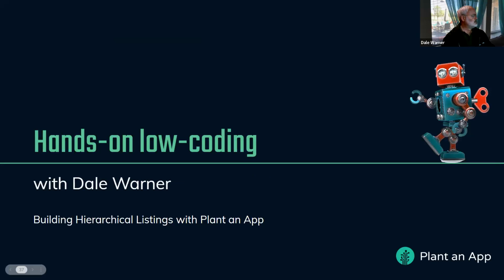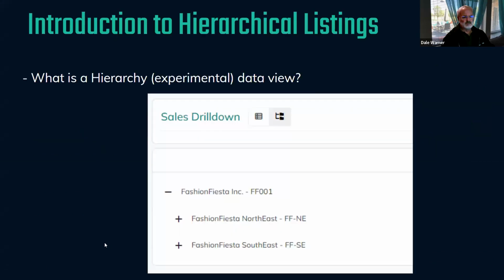So with that, we will dive right into our low coding for today. We're going to be talking about building hierarchical listings with Plant and App. So first of all, what is this hierarchical listing? This basically is a picture of it, but let's dive into what it really looks like.